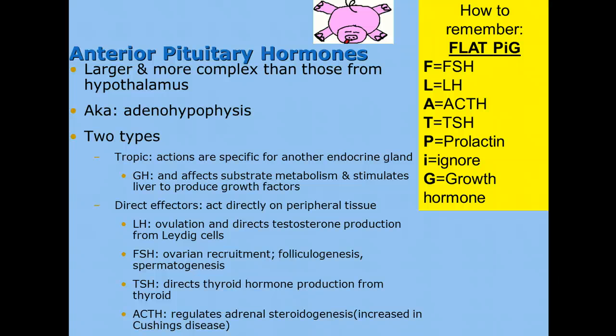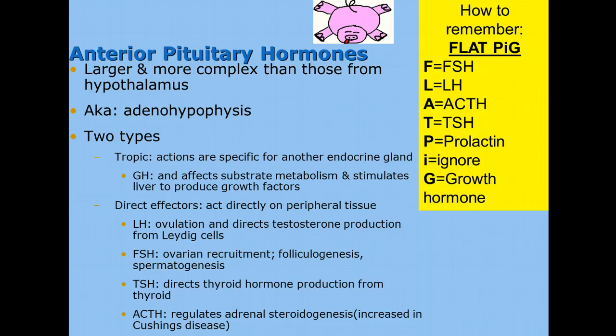First, we're going to talk about the anterior pituitary. This guy is larger and more complex than the hypothalamus. He has another name called the adenohypophysis. So you'll hear this referred to as both the anterior pituitary and the adenohypophysis.